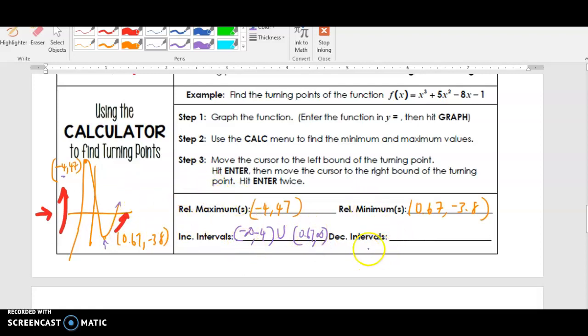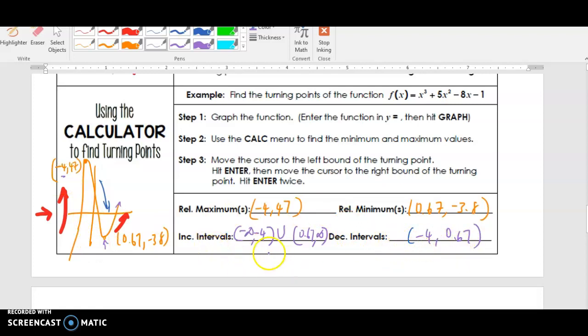Okay. Now we'll look at the decreasing intervals. This is where the graph is decreasing, from here to here. Which means from -4 to 0.67, the graph is decreasing. My bad, I should have written 4 instead of 0. So -4 to 0.67, the graph is decreasing. Okay, again, open intervals.